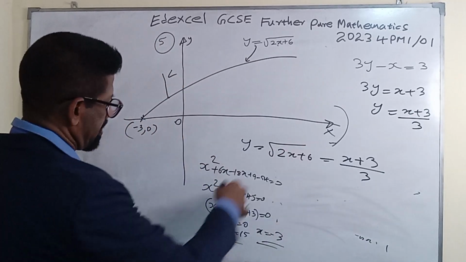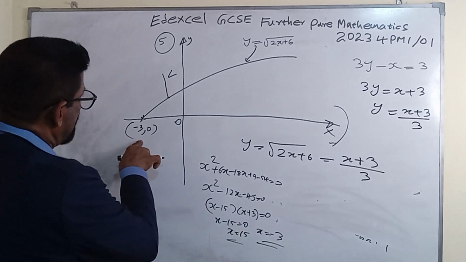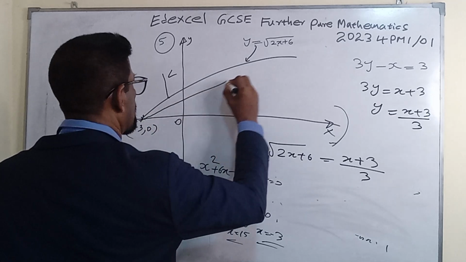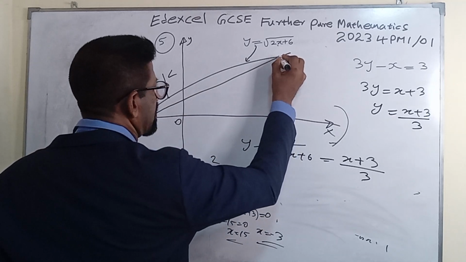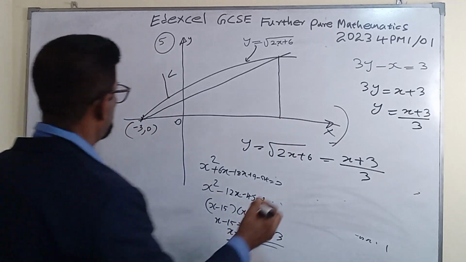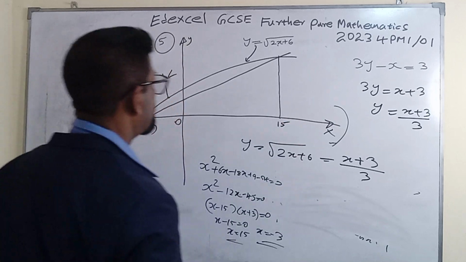From that quadratic, after simplification, x equals 15, and x equals minus 3. And another intersection point, we can draw that line. So that it should be 15. Okay, that's 15.